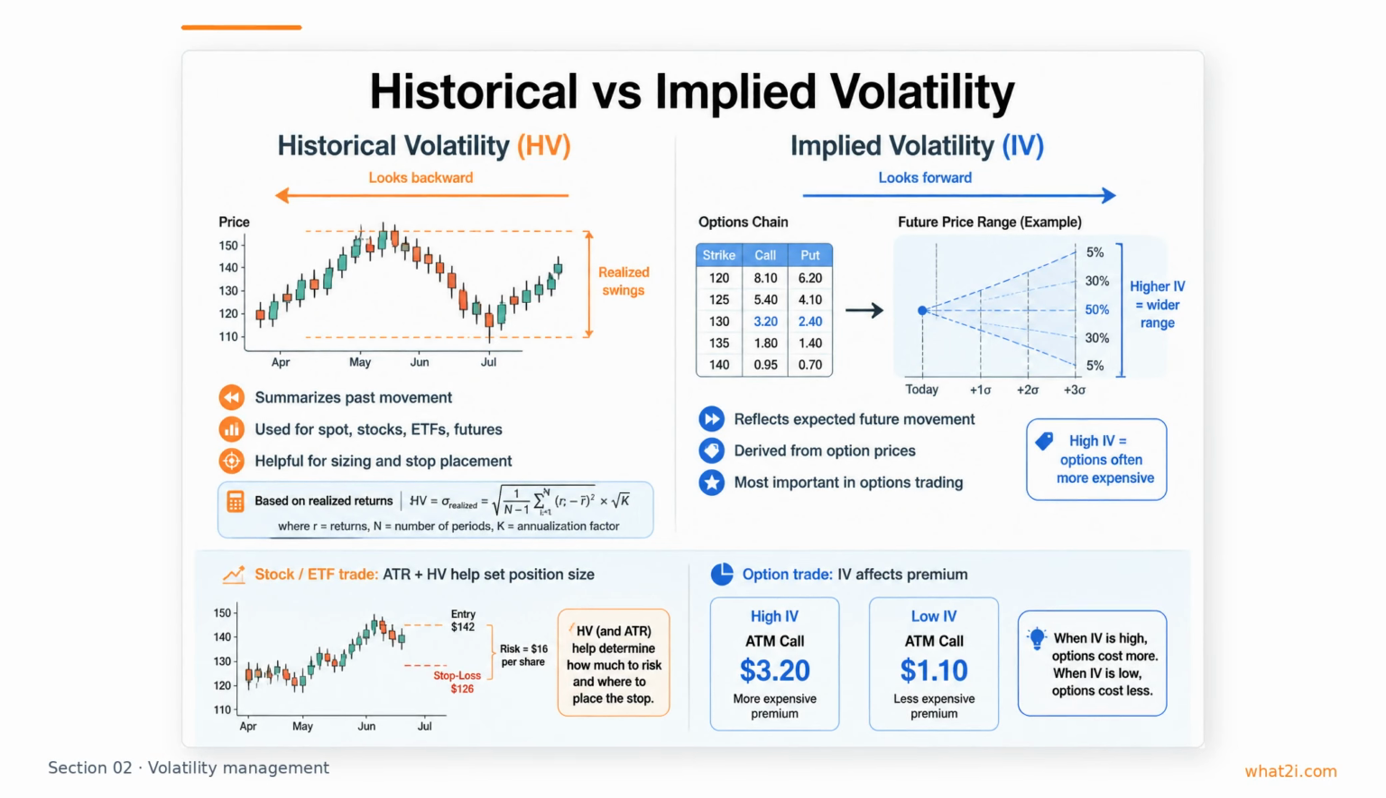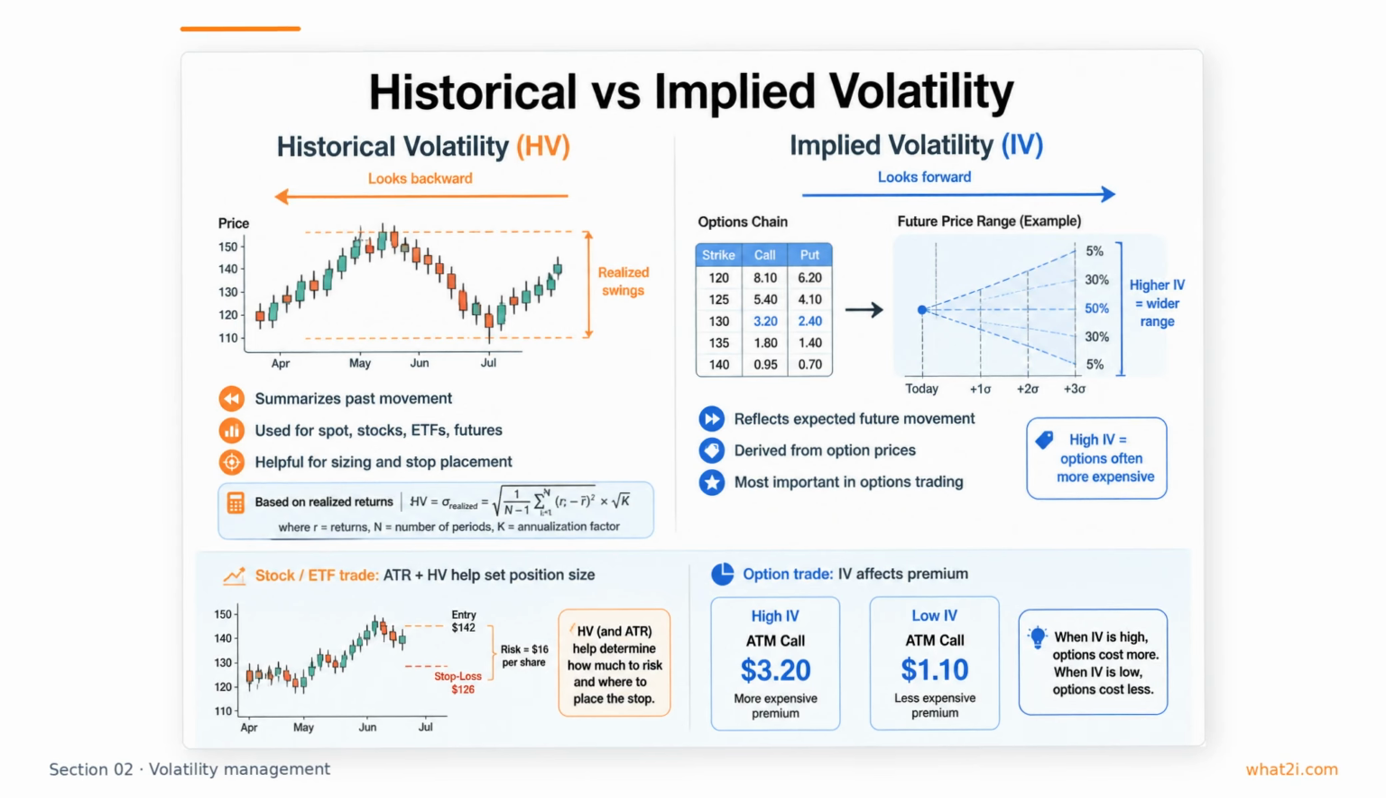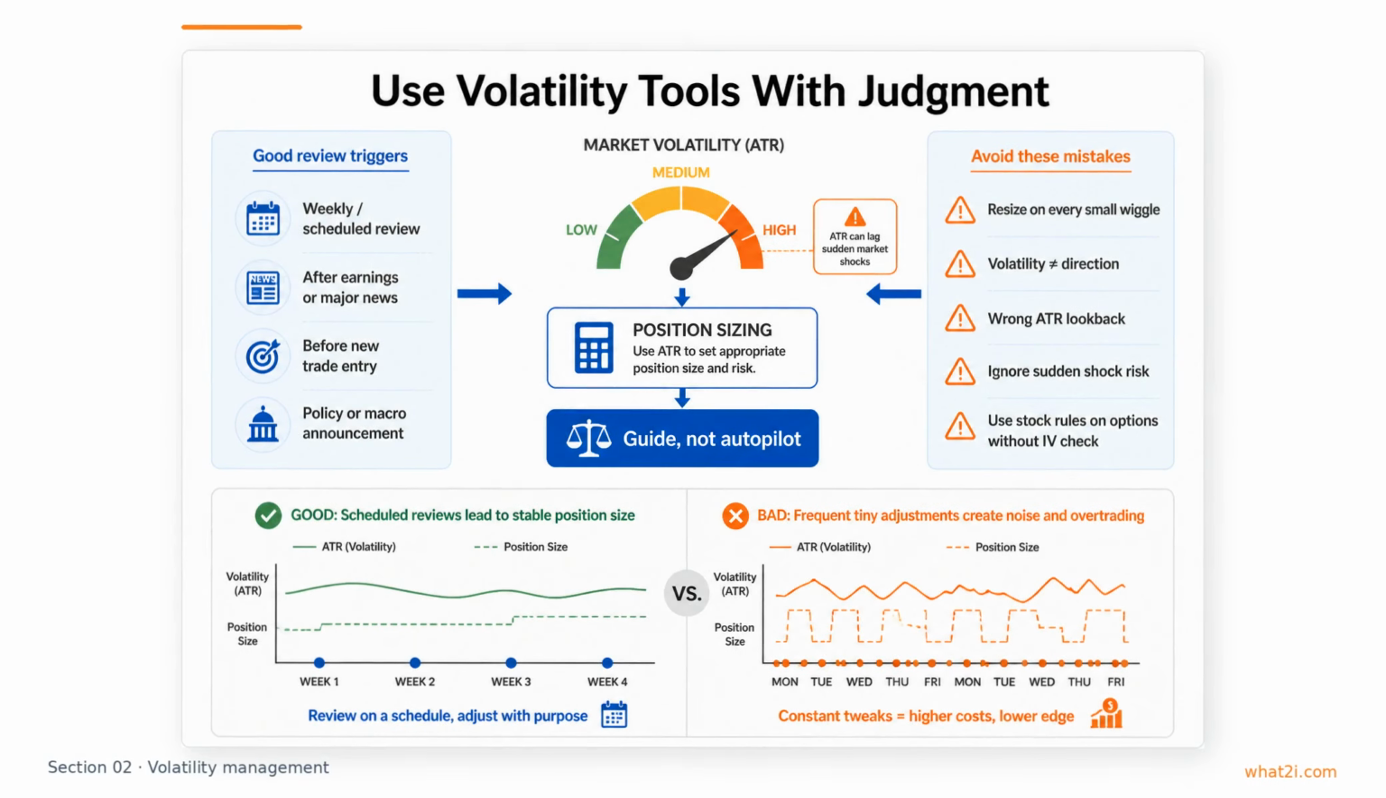future movement. For spot assets, stocks, and many trend or swing strategies, tools like ATR and historical volatility are often the most practical. For options, implied volatility matters a great deal because it affects premium levels. High implied volatility often means options are relatively expensive, even before you consider directional views. Volatility tools are helpful, but they should not be treated like autopilot. It usually makes more sense to review volatility on a schedule that fits your strategy, or after major news, rather than resizing positions on every small wiggle.